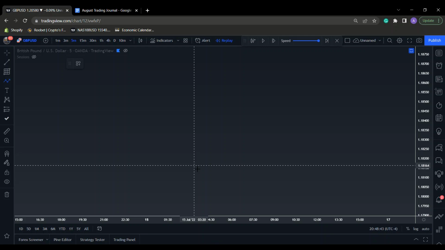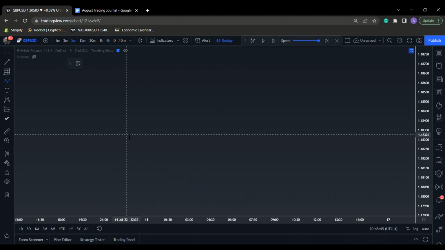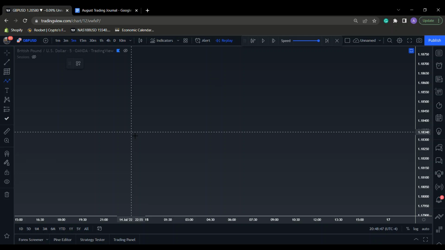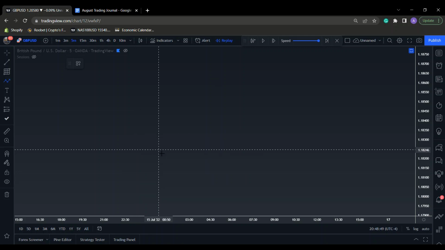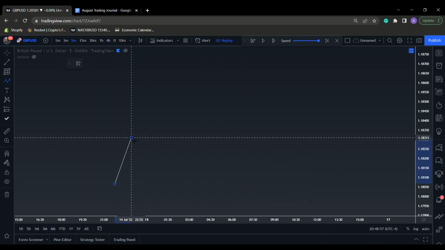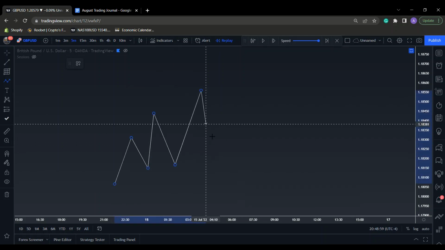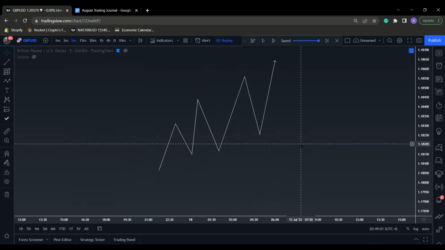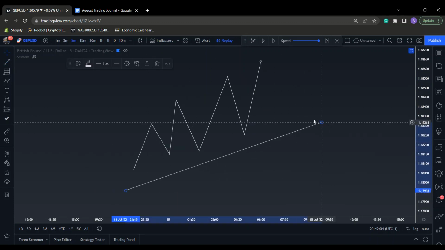So basically we'll be covering market structure and how I implement it in my strategy, how I use it with supply and demand. Pretty much basic market structure, a little bit advanced, but let's get right into it. We'll start off, we've got our regular uptrend, pretty simple.